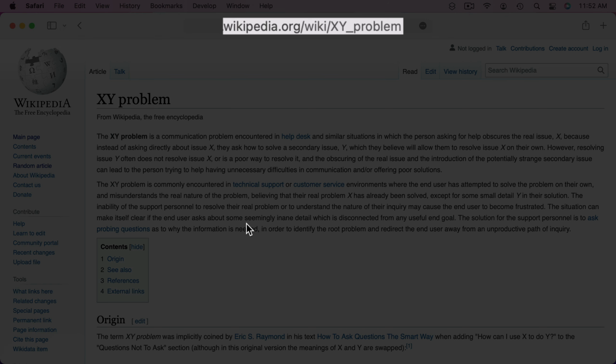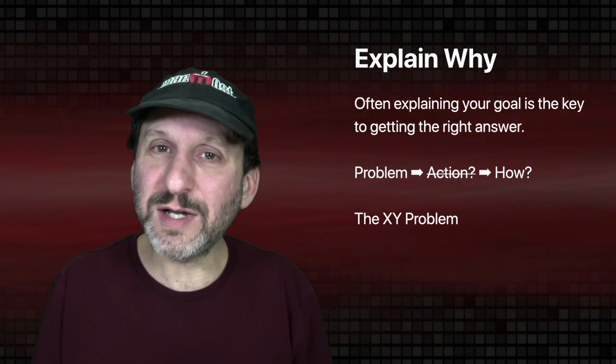It's just very important to state your goals, what it is you're trying to do and why, or what it is you're trying to fix and why. Don't assume that the action that you've decided you need to take is the correct one. Very often it's not.